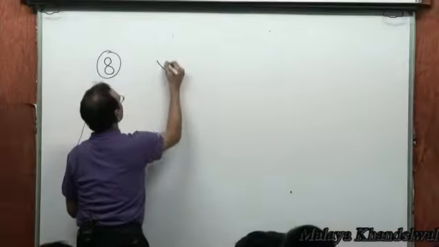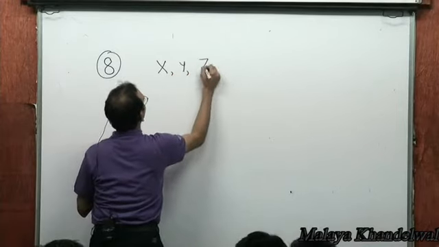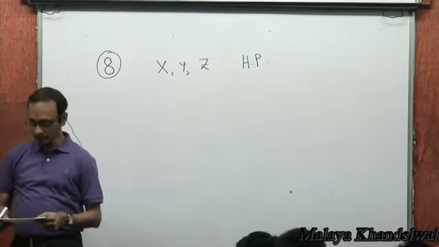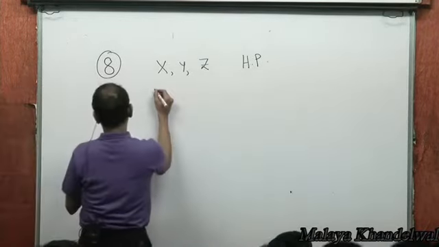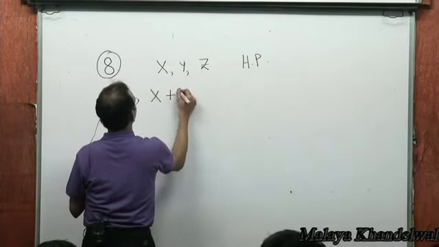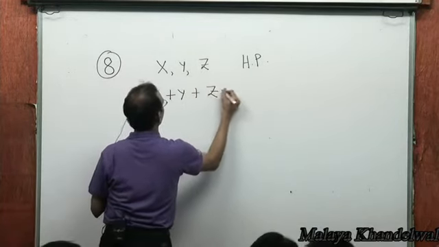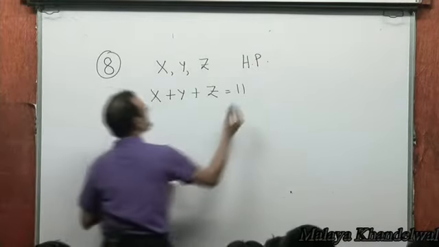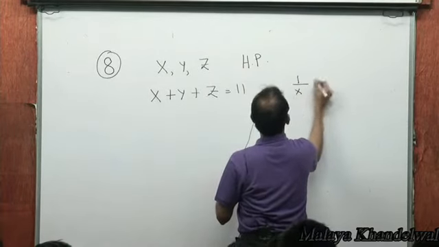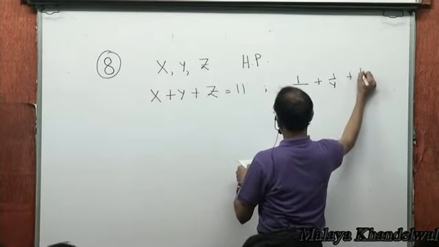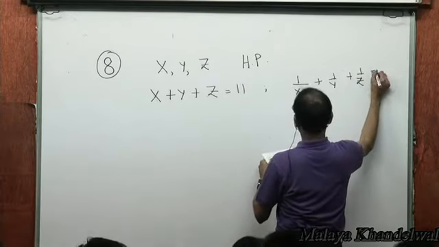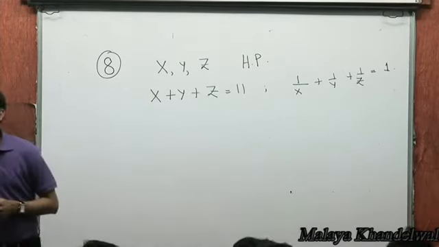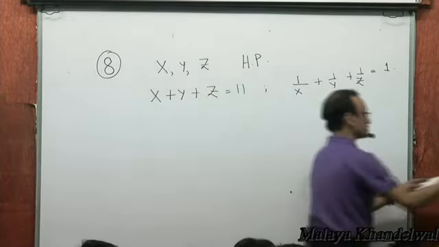Three numbers form an HP, X, Y, Z. Sum of these numbers is 11. And the sum of their reciprocals is 1. We then want to be able to find these numbers.